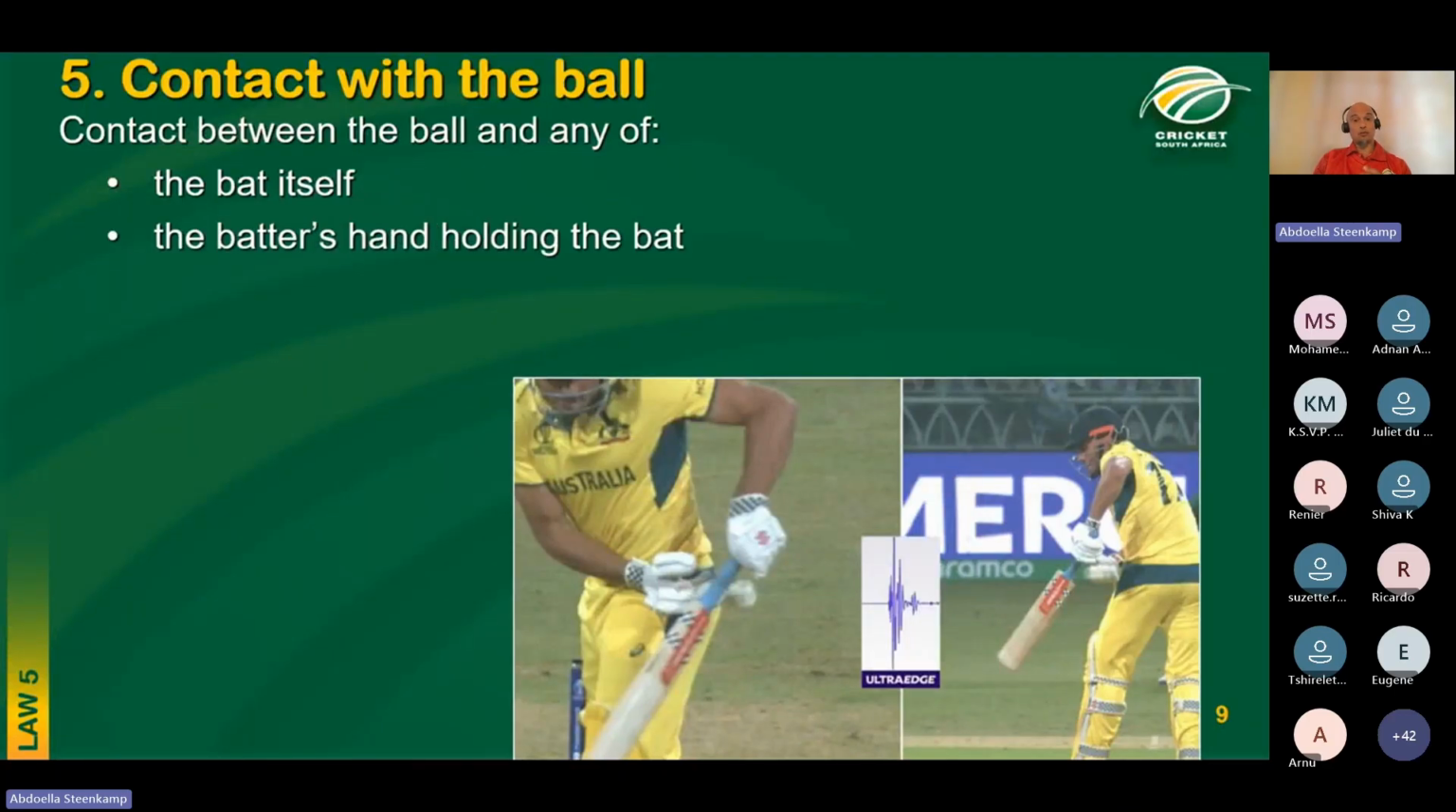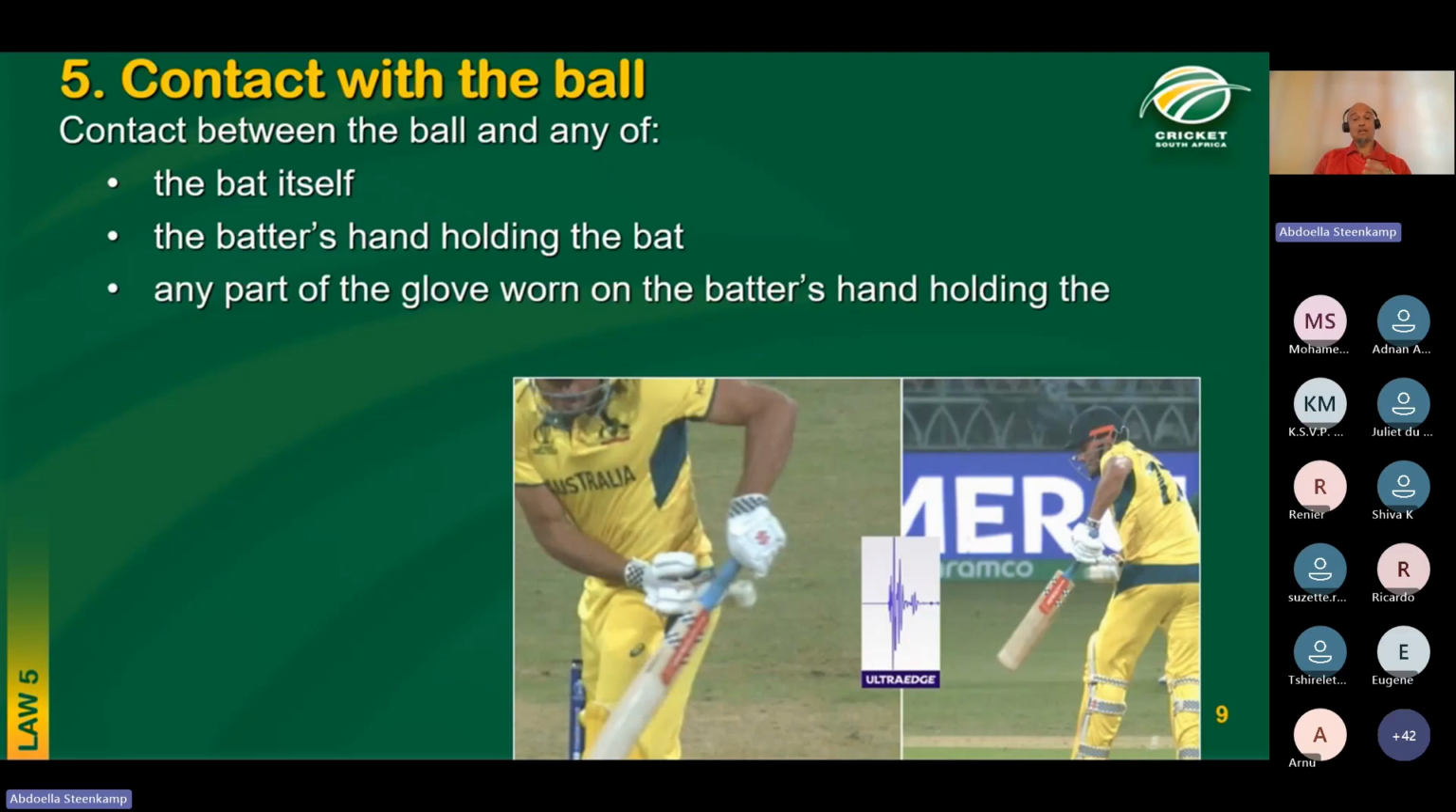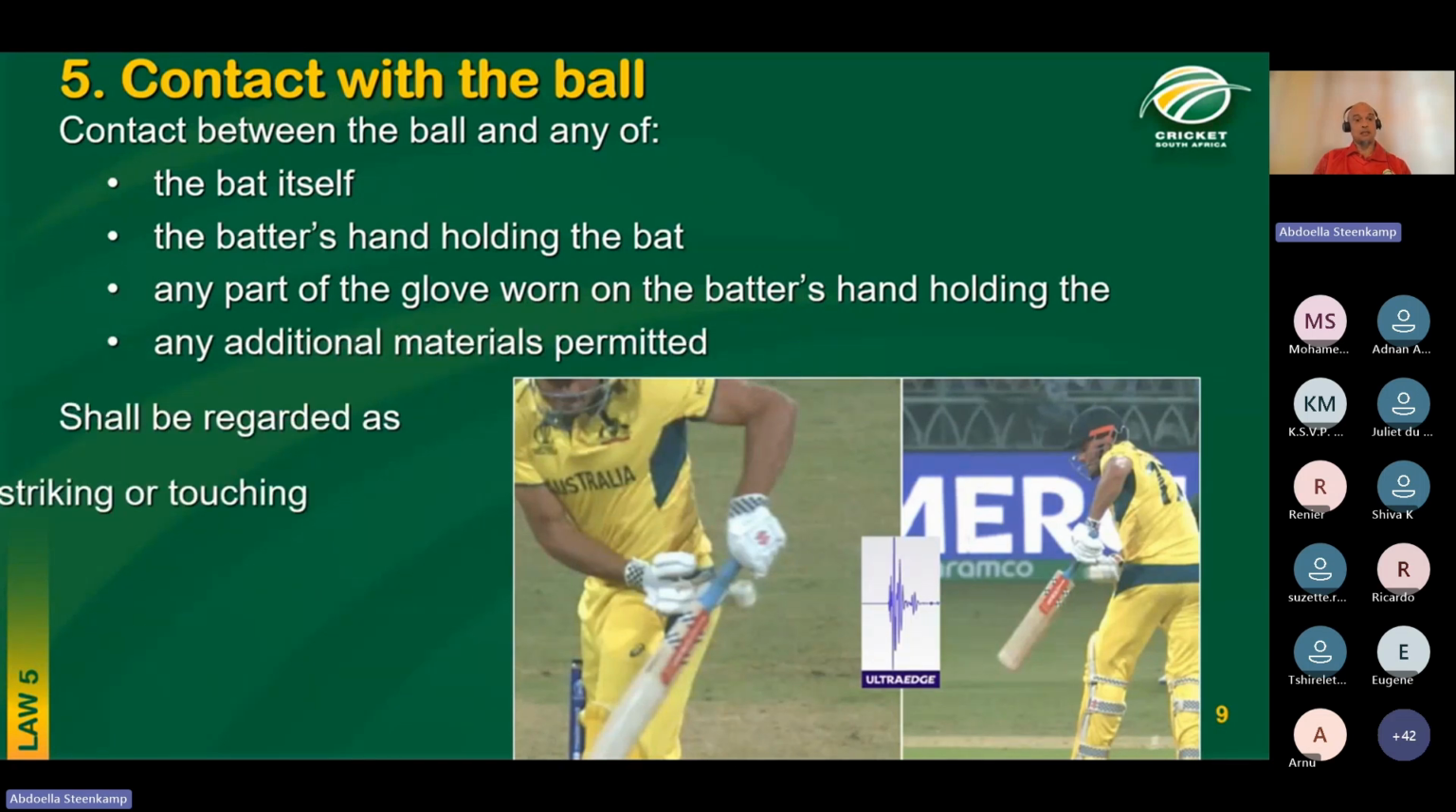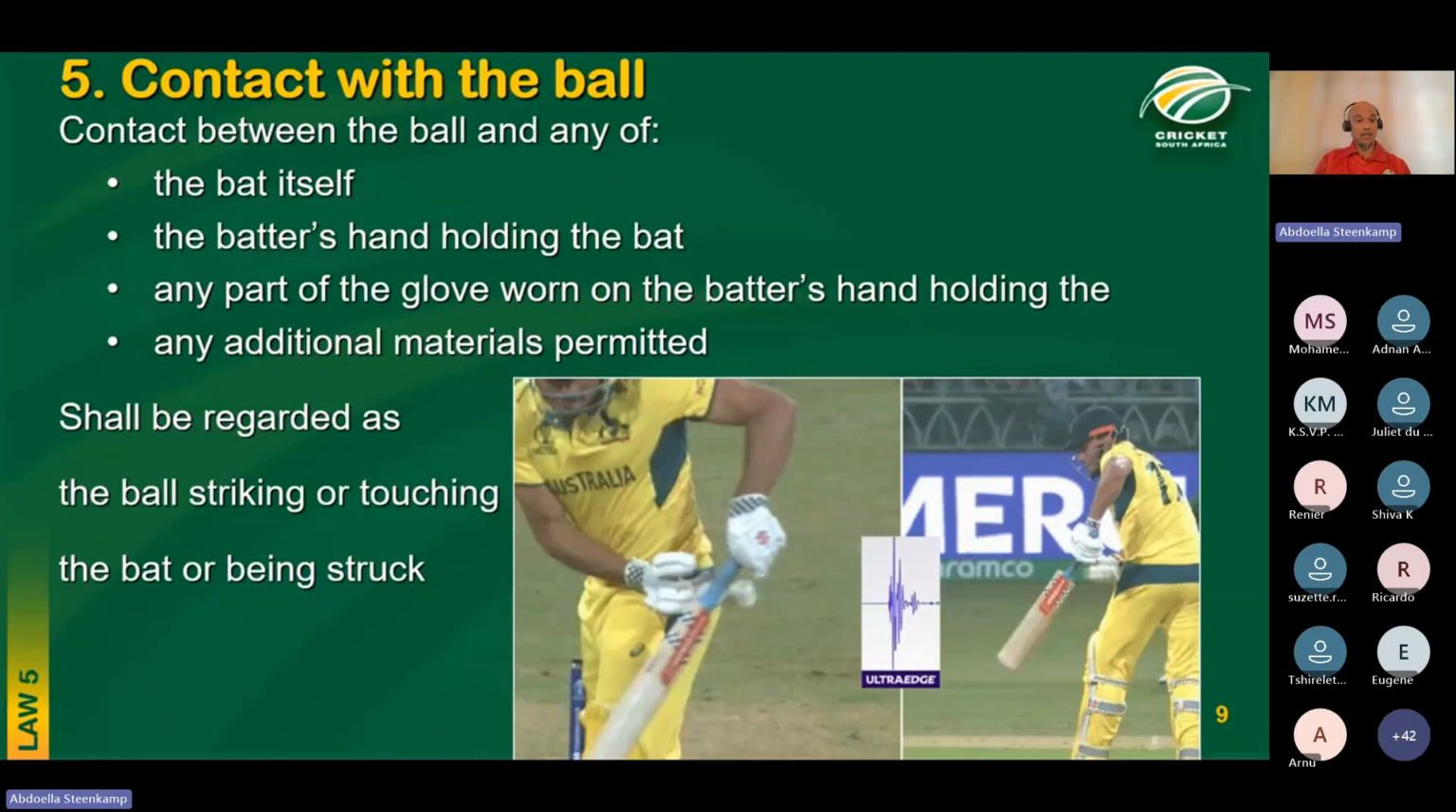If the ball makes contact with the hand holding the bat, any part of the glove worn on the batter's hand holding the bat, and any additional materials that are permitted, this is seen by the law as the ball striking or touching the bat. I want to emphasize that when it comes to the batter's hand holding the bat or any part of the glove worn on the batter's hand holding the bat, the hand or hands need to be holding the bat.